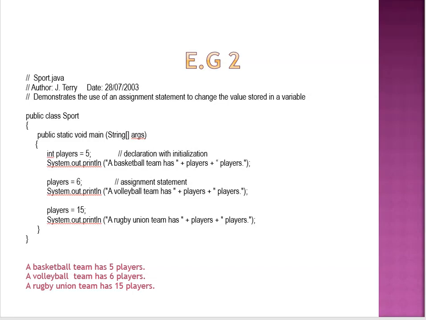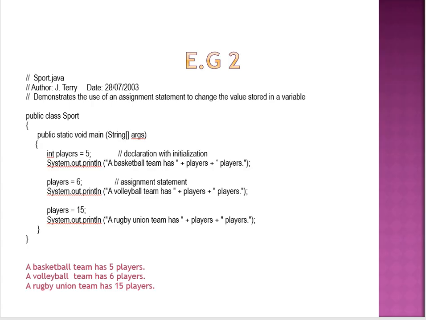Okay, so here is another example to demonstrate the use of an assignment statement to change the value stored in a variable. Like we said earlier, the value stored in a variable can change. For example, here we have the declaration of int players equal to 5, as an original initialization of a value. Now we are printing it out in the next print statement, printing a basketball team as the value of players. That variable is 5, so it prints 5.